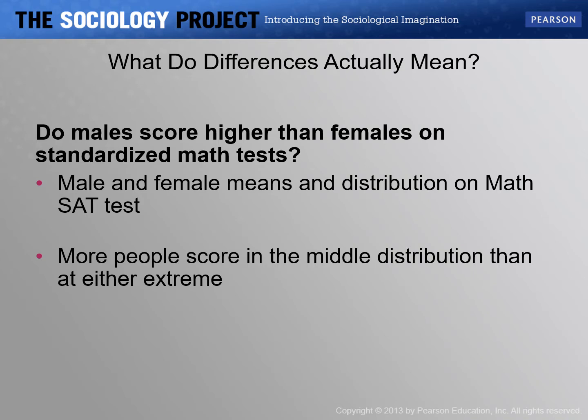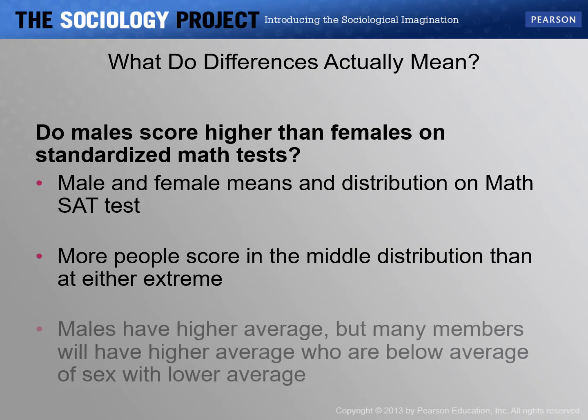Keep in mind that more people score in the middle of the distribution than at either extreme. That's what the normal distribution indicates. But is there a difference between men and women in mathematics skills? Males have a higher average, but many members of the sex with the lower average will score higher than the average of the other sex. So that's a long-winded way of saying that some of the differences may be accounted for not by sexual differences between men and women, but because of how society encourages or discourages women from being in mathematical careers.